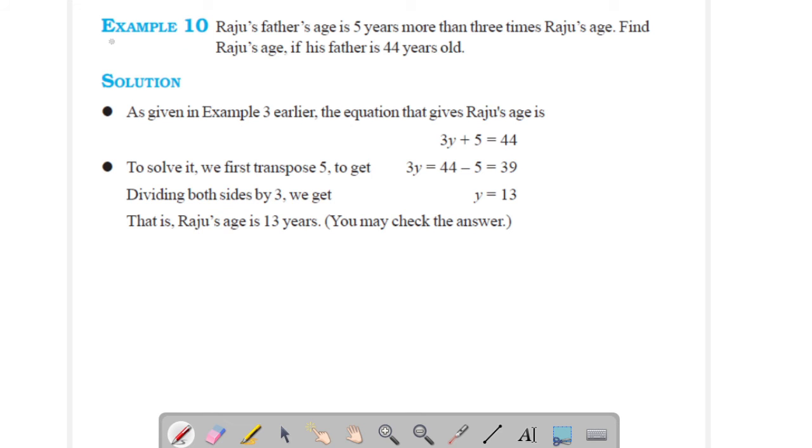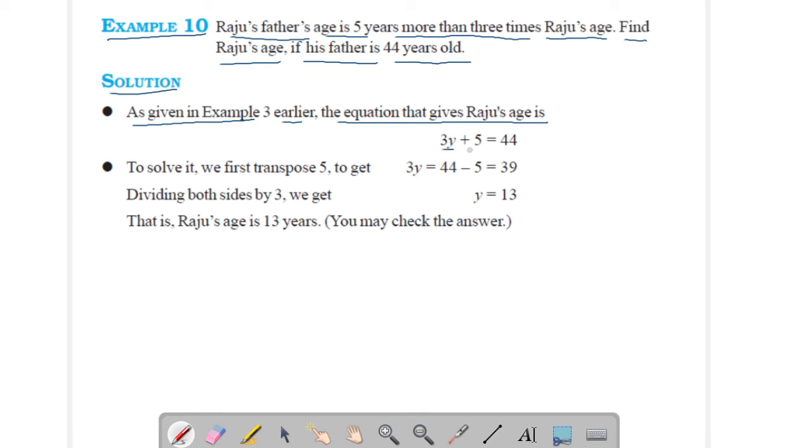Now come to example 10. Raju's father's age is 5 years more than 3 times Raju's age. Find Raju's age if his father's age is 44 years old. See the solution. As given in example 3 earlier, the equation that gives Raju's age is 3y plus 5 equal to 44.